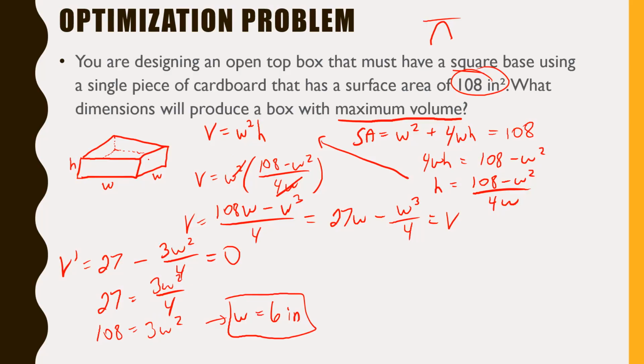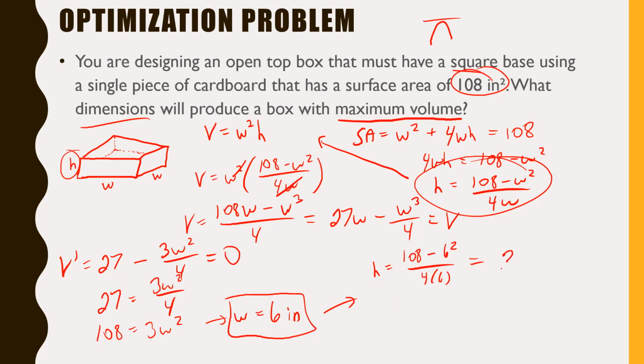Now, that's the dimensions of the bottom here. The question still is looking for what the H would be because it does say what dimensions will produce a box with maximum volume. So we can take that width of 6 inches and plug it into the height formula right here to figure out the height. So height equals (108 minus 6 squared) over (4 times 6). And if you throw that in your calculator, you're going to find that your height is going to be 3 inches. So right there, kind of a roundabout way of doing this, we were able to solve this optimization problem.